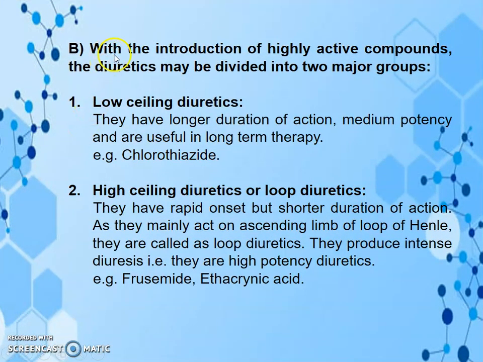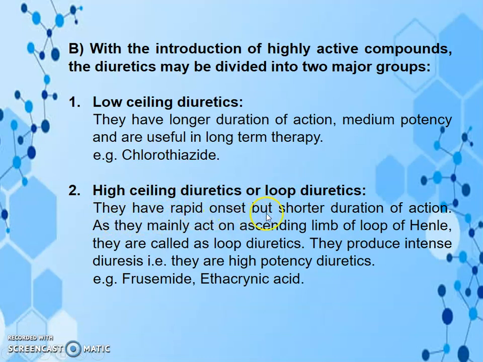Now, classification with the introduction of highly active compounds. The diuretics may be divided into two major groups. First is low ceiling diuretics. They have longer duration of action, medium potency, and are useful in long-term therapy, for example chlorothiazide. And the second class is high ceiling diuretics, also called loop diuretics.